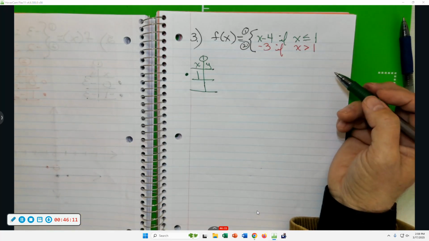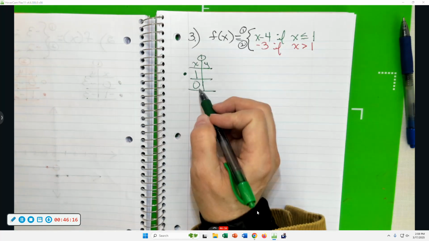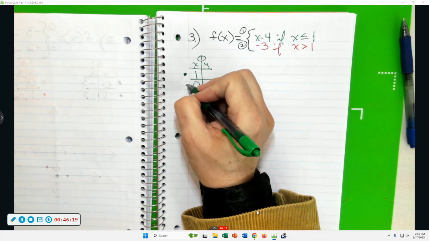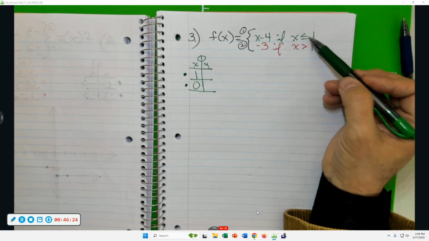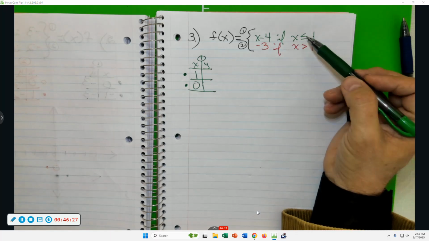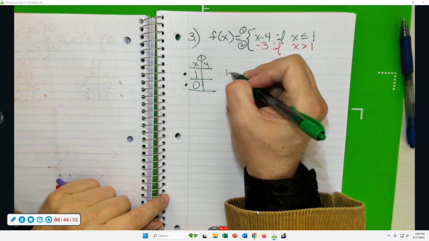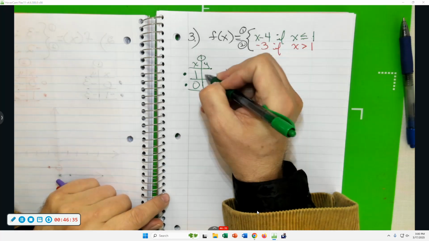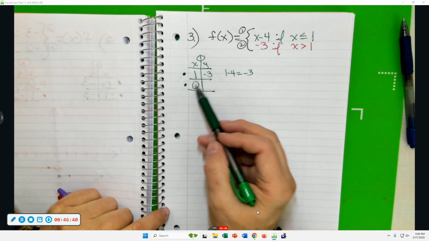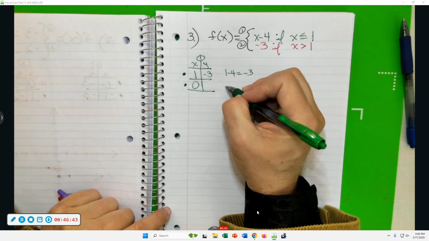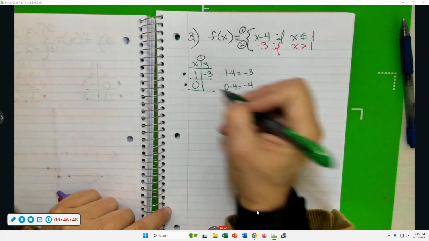Now we need another x value, a number that's actually smaller than 1. Could I use 0? Yeah, I could use 0. And any number you choose on your own is automatically a closed dot because you can't decide. I'm going to use 2 in the green piece. 2 isn't less than 1. So plugging 1 into the green piece, we get 1 minus 4, which gives me a y value of negative 3. Plugging in 0 into the green piece, what am I going to get? Negative 4.